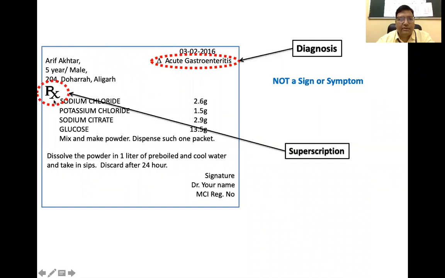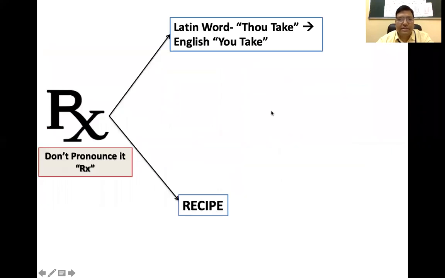Next is the symbol you see, the superscription. On the right side of the name, we write the diagnosis. We never write a sign or a symptom; it's actually the diagnosis. We do not write fever, okay? We have to write the diagnosis over here, and we use this symbol. It's not that you write diagnosis in full; you make this triangle that represents diagnosis. Then the superscription is not RX. It's actually a Latin word with R tail cut, which means take thou or recipe.